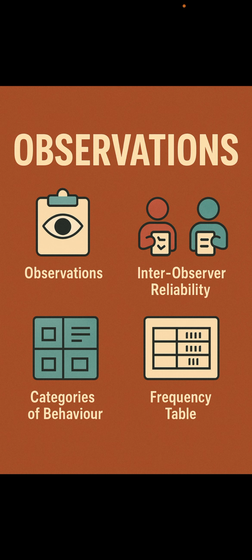If they've got similar observations, we can say that they've got high inter-observer reliability, and we're happy with that. If they have very different answers on their frequency tables, then we have to throw the observation out. We have to start again because clearly there were some mistakes made.